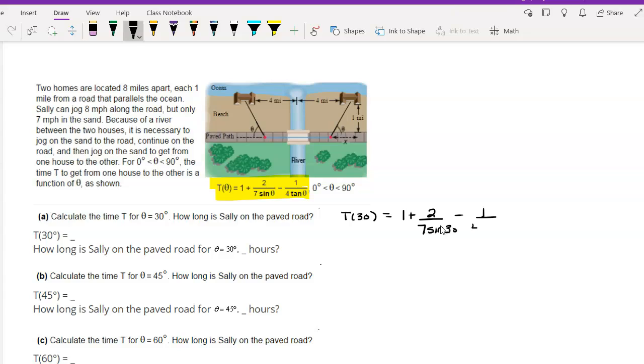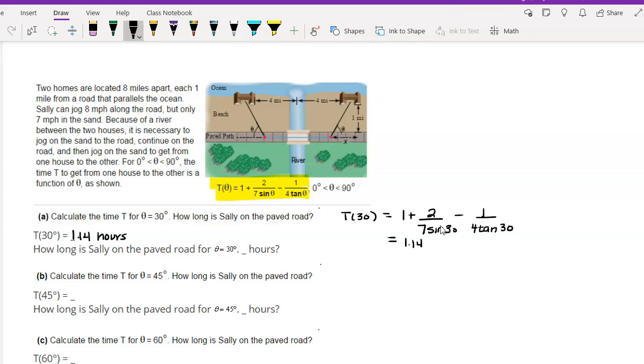Minus 1 over 4 tangent theta, once again 30 degrees. And when we substitute that into our calculator, we get a nice answer of 1.14. So if Sally travels at a 30-degree angle from her house to the paved road, it'll take her 1.14 hours of total travel. However, the question also asks, how long is Sally on the paved road?